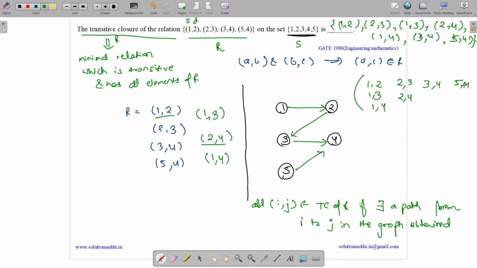So we again got the same relation that we derived earlier. So we can do it by this method or by that method. So the answer is, this is the relation.